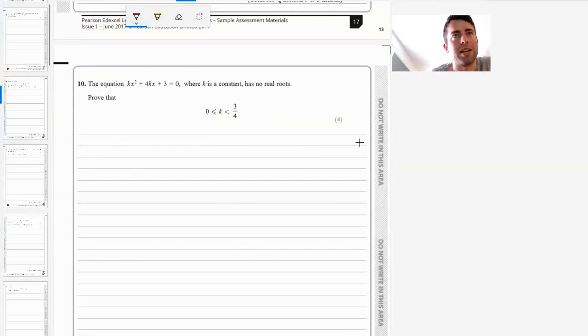That equation where k is a constant has no real roots. This word association has already come up. We've got quadratic, we've got no real roots. This is 100% a discriminant question. And I don't think I need to do anything more with you there.